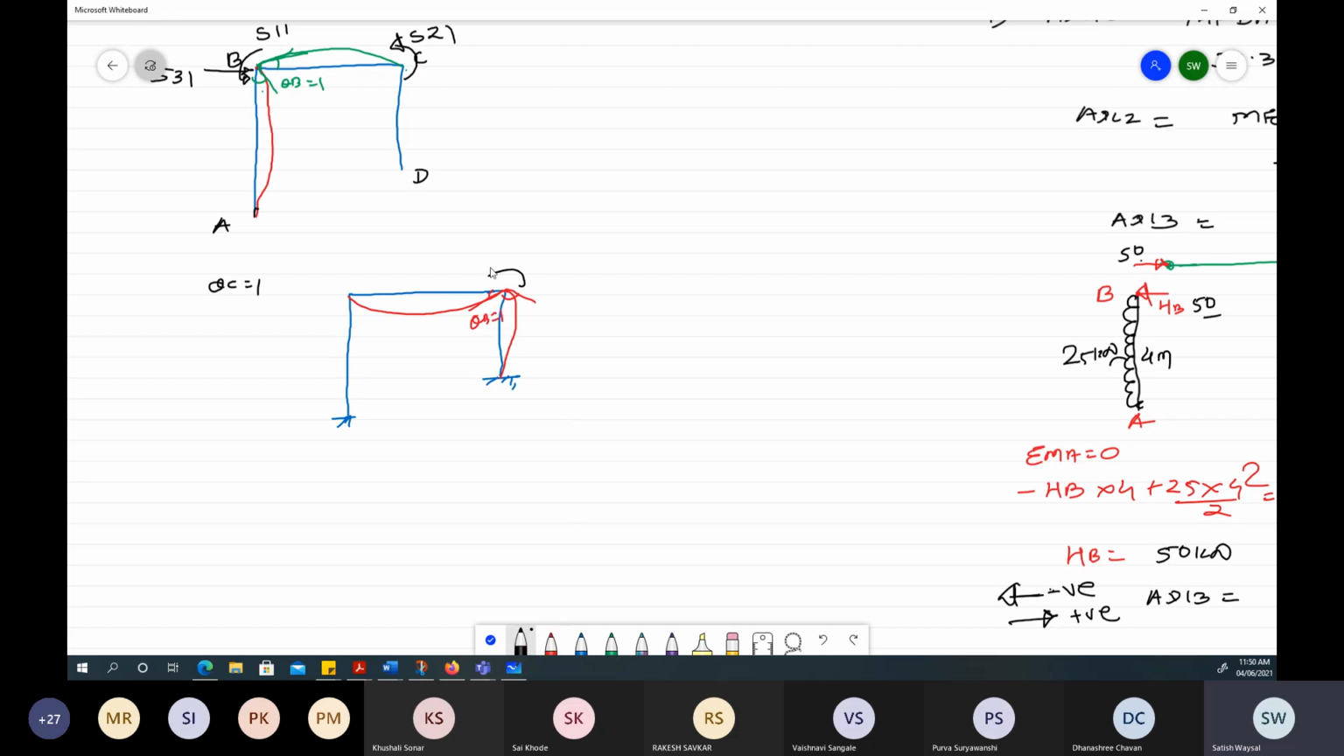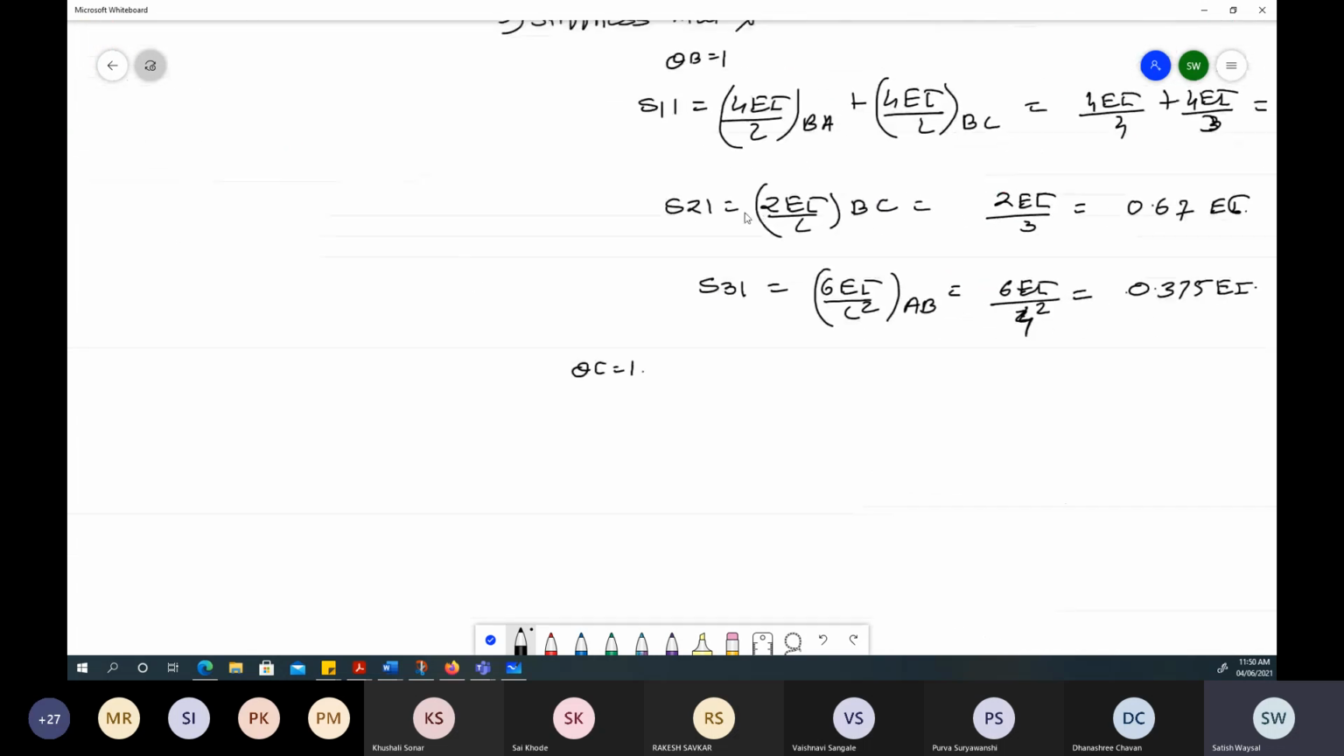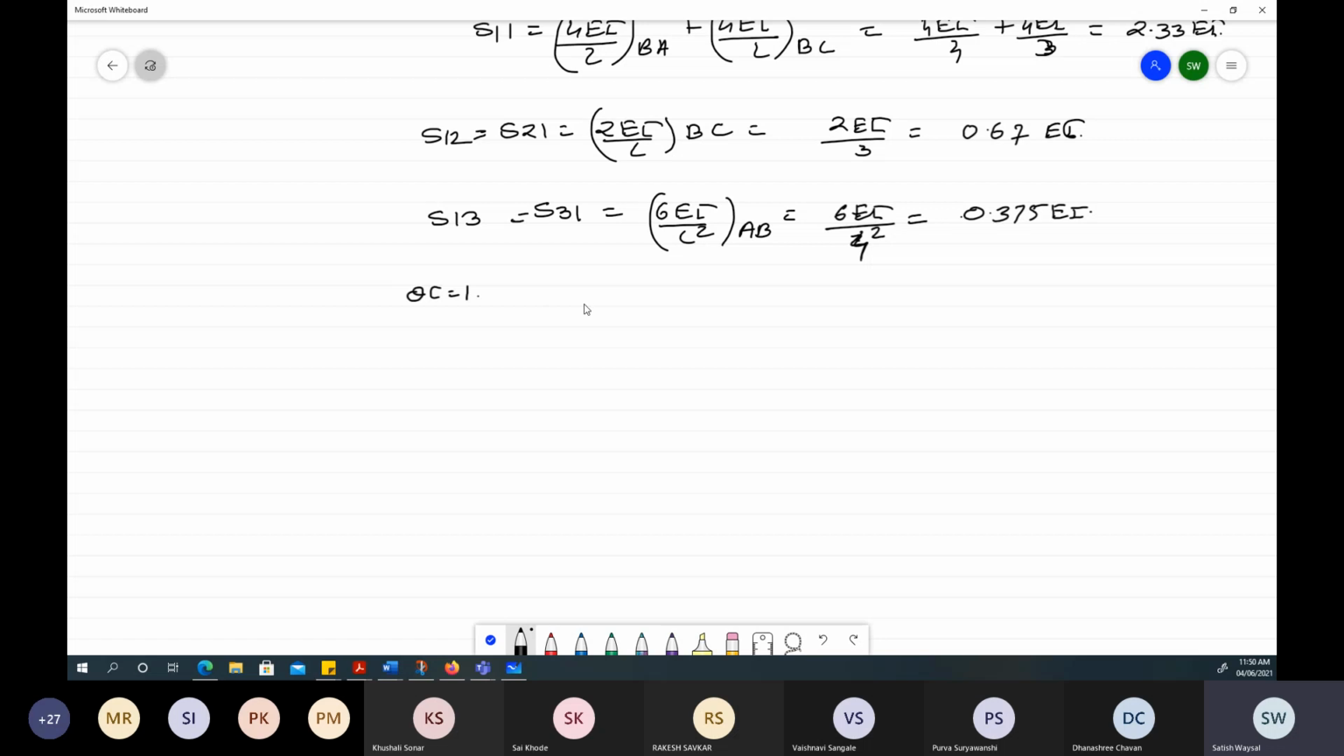Now the rotation over here will be S22. Its effect on this will be S12, and its effect on the second will be S23. S21 is equal to S12. This will remain the same. S13 is equal, with theta c equal to 1.